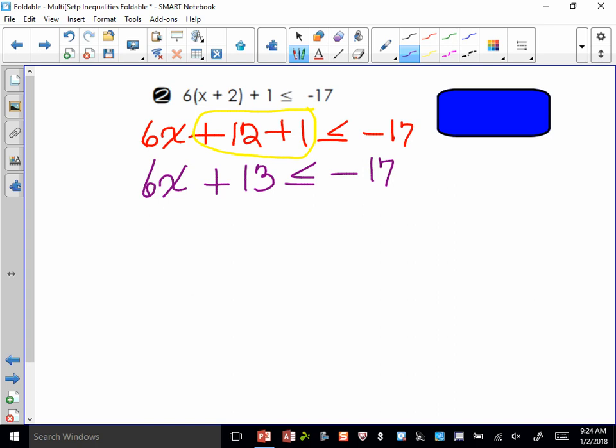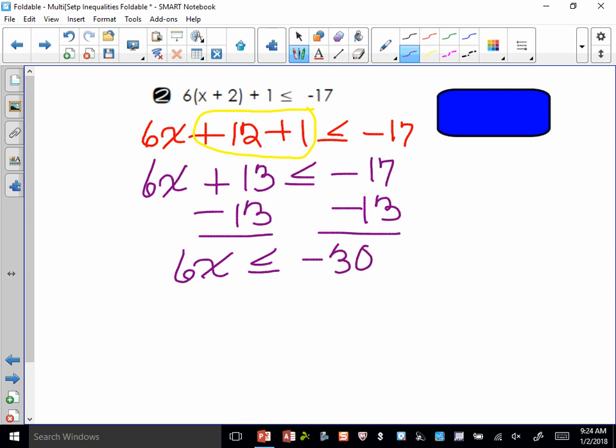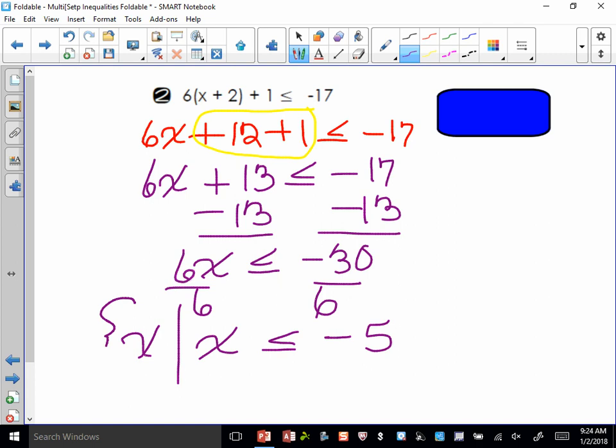And then we do our inverse operation by subtracting 13 from both sides. Okay, that's going to give me negative 30. And then when I divide by the 6, I'll have x is less than or equal to negative 5. Okay, and again, I didn't have to reverse it because that was not a negative 6. So it's only if the coefficient is negative, it's when you would reverse the inequality symbol. And we'll get to one in a few minutes.